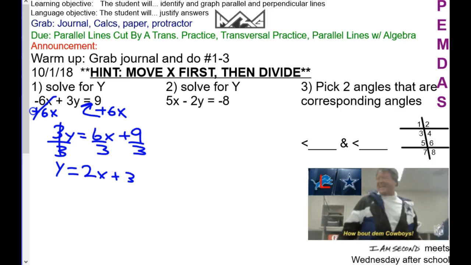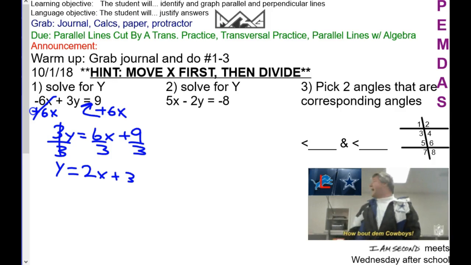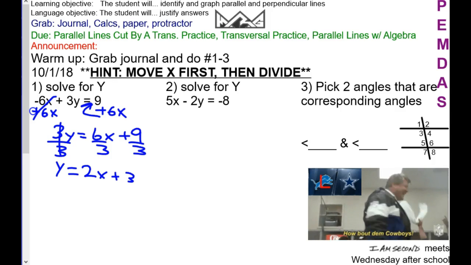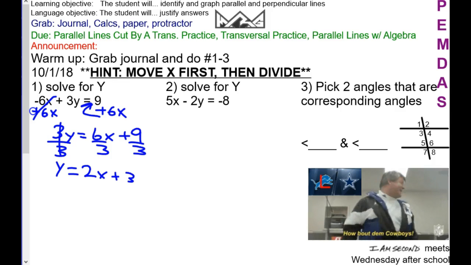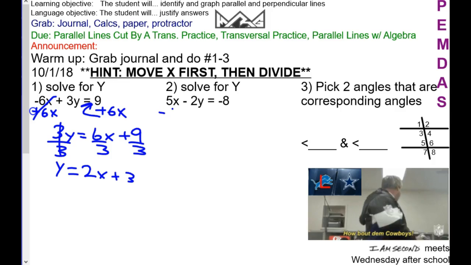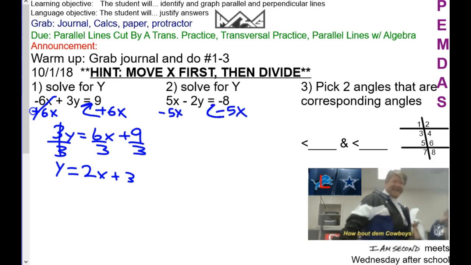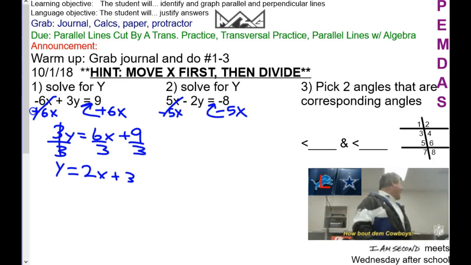So we get on number 2. What do we do first? Same thing. Solve for y. We move the x. Now the x this time is a positive term. How do we get rid of it? Subtraction. So minus 5x on both sides. And remember, put the negative 5x in front of the negative 8.